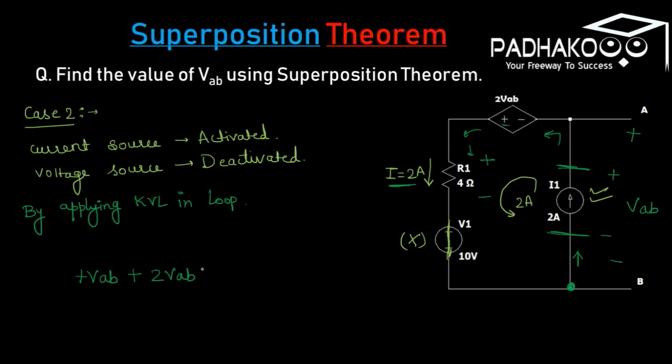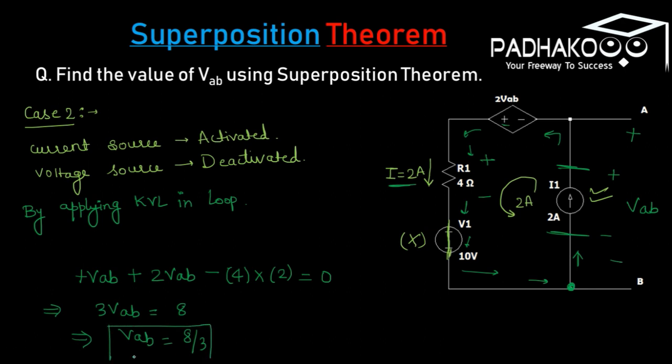or we can say I into R, where I equals 2 and R equals 4. We can write it as 4 into 2. We are observing a voltage drop here, and this line is short circuited, so no problem, equals 0. Then we can say that 3 VAB equals 8. This implies that VAB equals 8 by 3. So this is another response which we obtained by case 2.